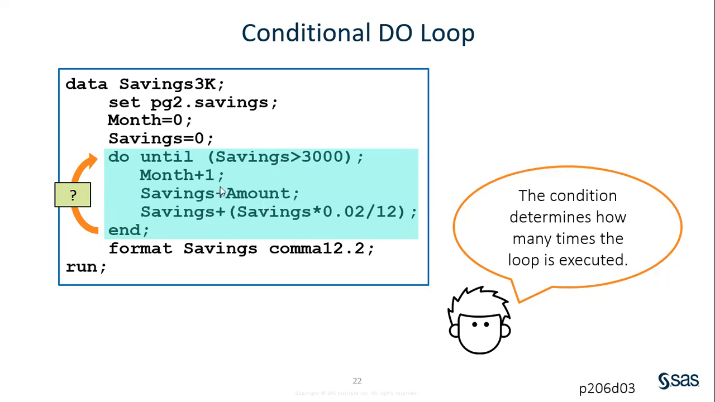Again, it will check the current value of savings. Is the current value greater than 3,000? If no, then again it will enter the loop and move ahead. So this is what you do in DO UNTIL: you give the condition, and that is why we call these statements conditional DO loops. Conditional DO loops are where we use keywords like DO UNTIL and DO WHILE.